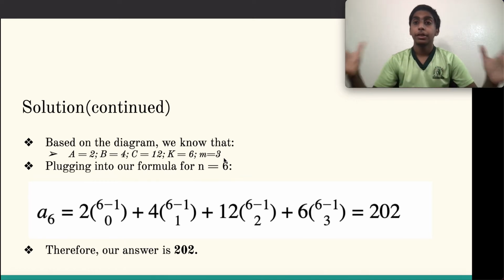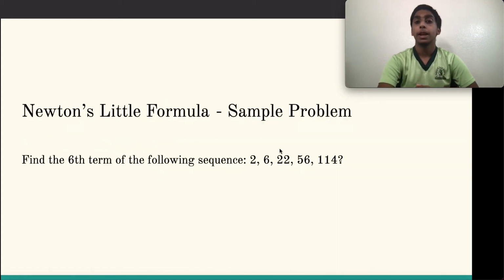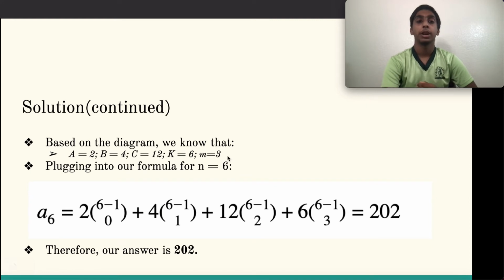Now we can just plug everything we know into our formula for n equal to 6. The reason we're plugging it in for n equal to 6 is because we're trying to find the 6th term of our sequence. Remember, if we scroll back, it says the 6th term, nth term, 6th term. So basically they're asking you for n equal to 6. So simply plug that into your formula along with whatever else we found. And when you plug all that in, you can solve all this using our combination formulas and multiplication. And at the end, you'll get 202. So our answer for this one is 202. The 6th term of the sequence is 202.